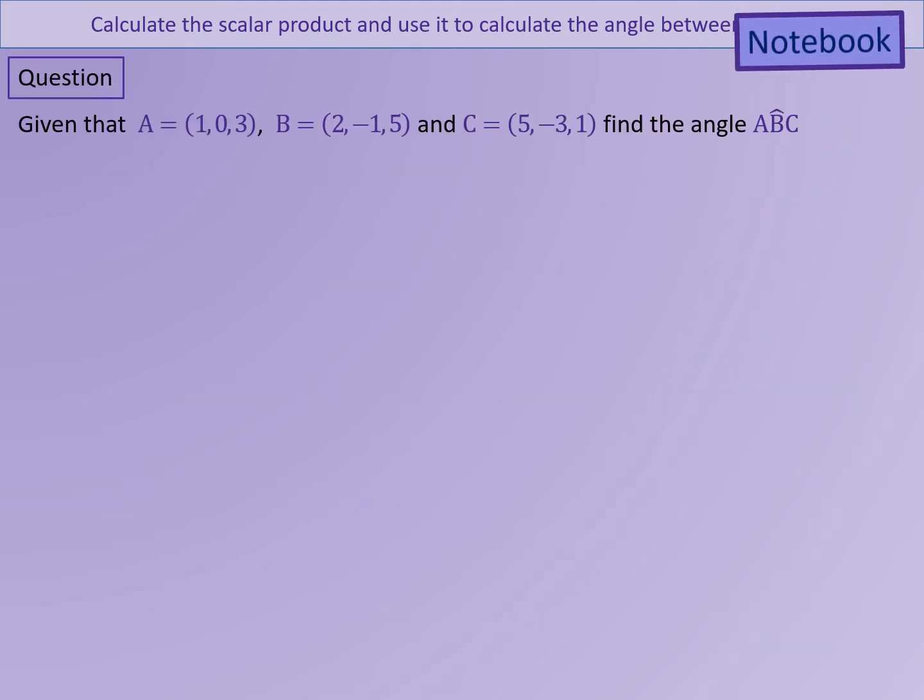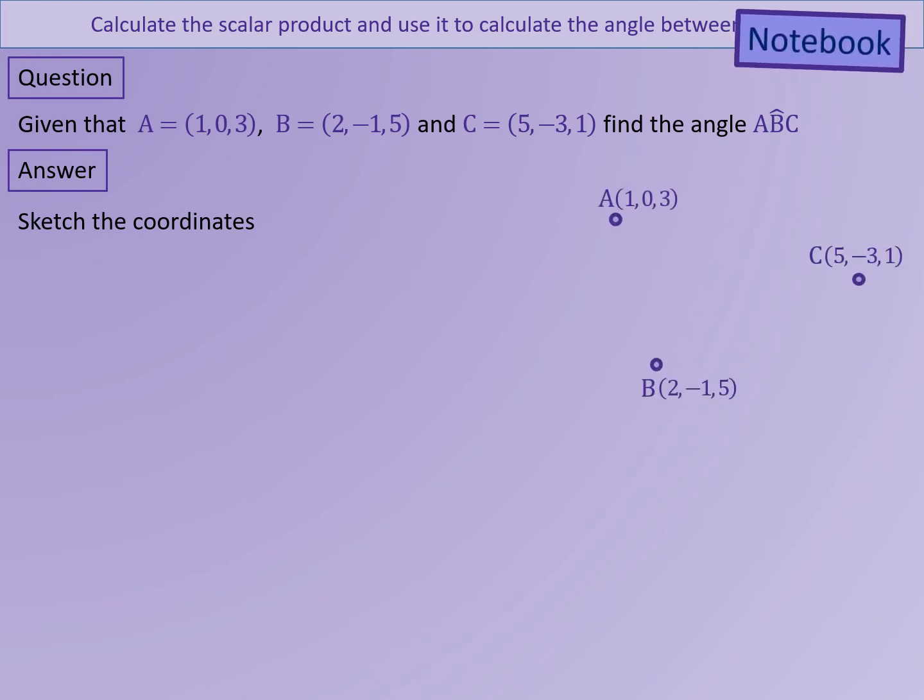Here we've been given 3 points, A, B and C, and asked to find the angle ABC. So for this, we need to first of all sketch the coordinates. They don't need to be in the right place. In fact, in 3 dimensions it'd be quite difficult to draw this. However, we do need some kind of sketch just to give us an idea of which vectors to use. So we're going to put A, B and C in a triangle as shown.